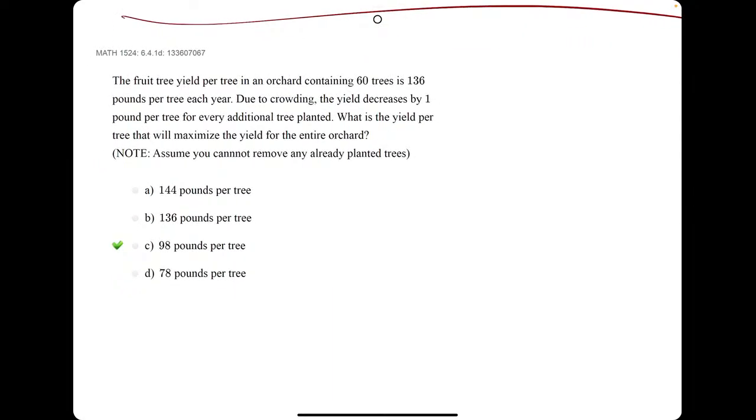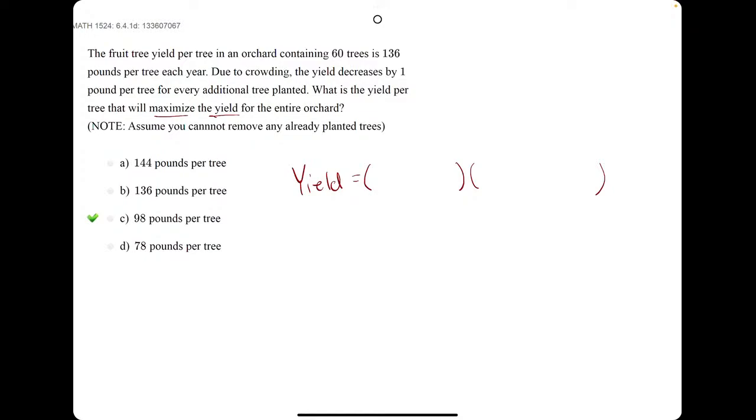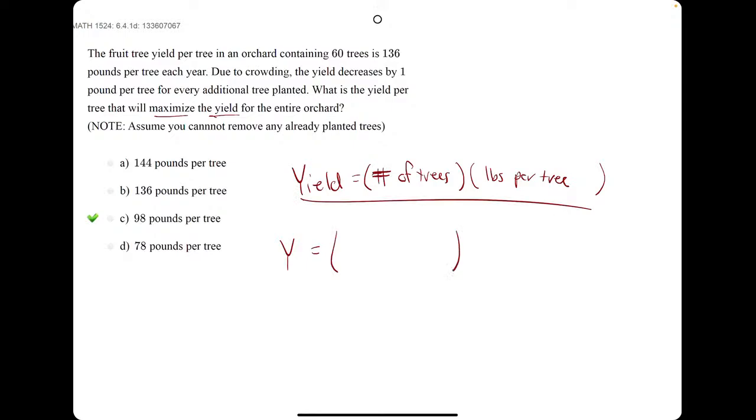Okie dokie. All right. So whenever they're asking us to find the maximum yield, we need an equation for whatever that yield is. So then we can take its derivative, set it equal to 0, and solve for the variable. The yield will always be the number of trees times the pounds per tree. So we need expressions representing number of trees and pounds per tree.